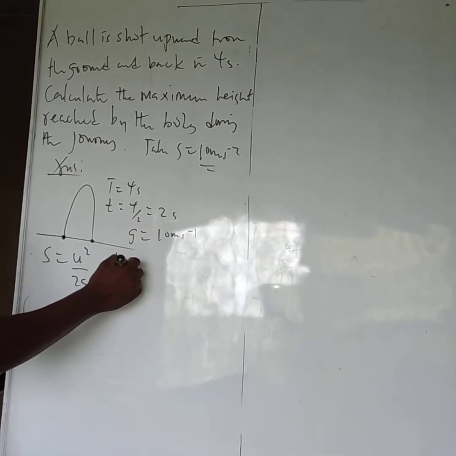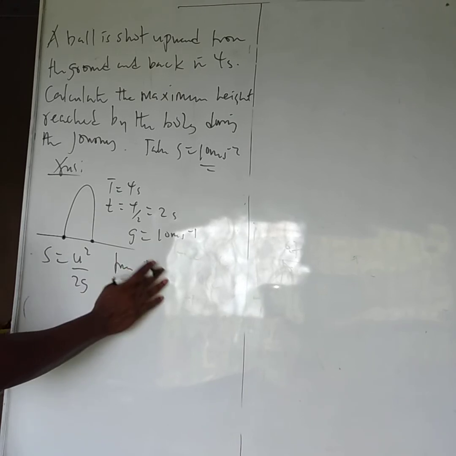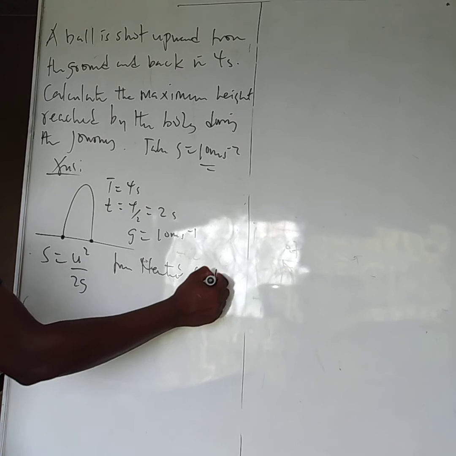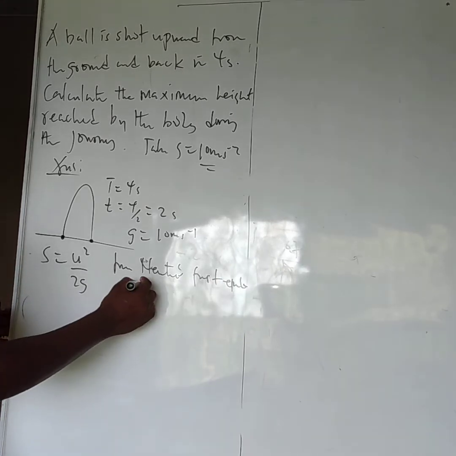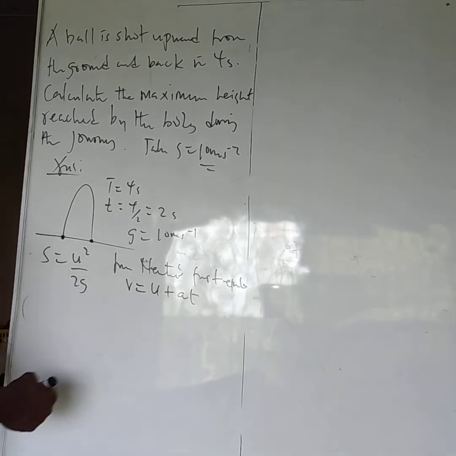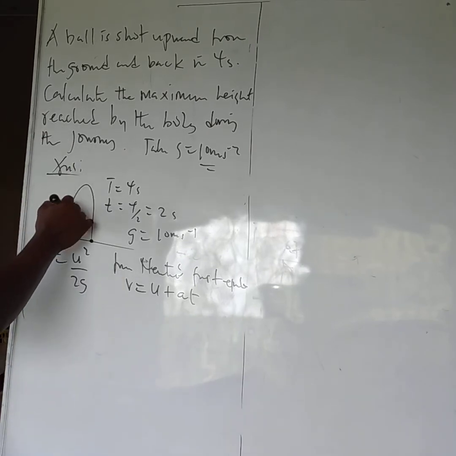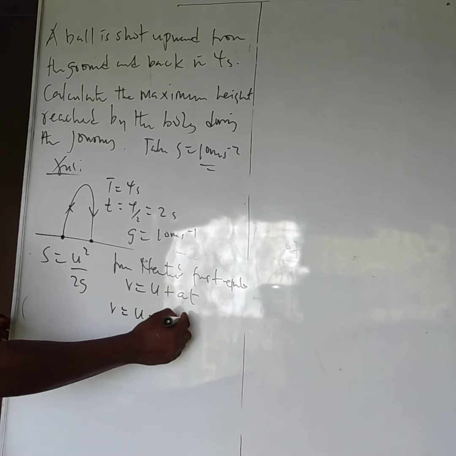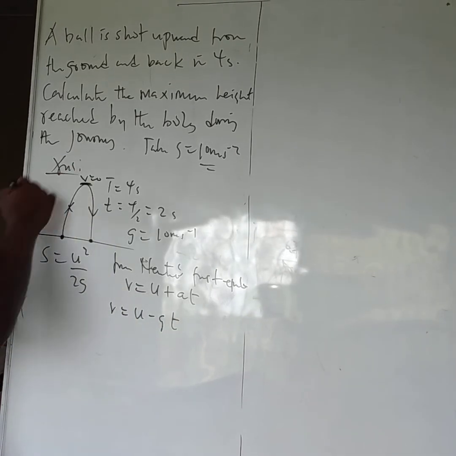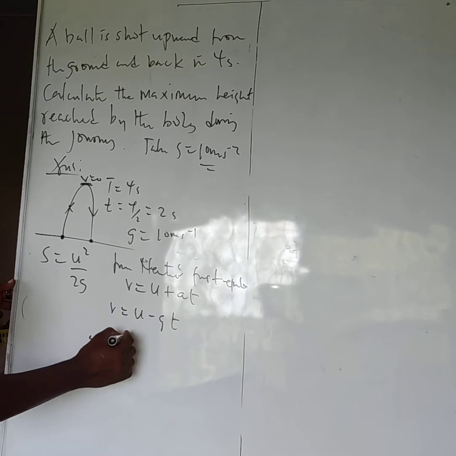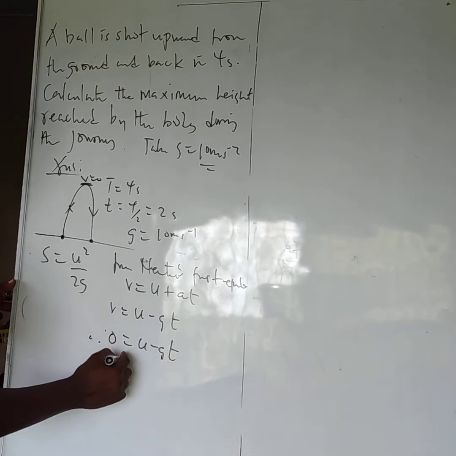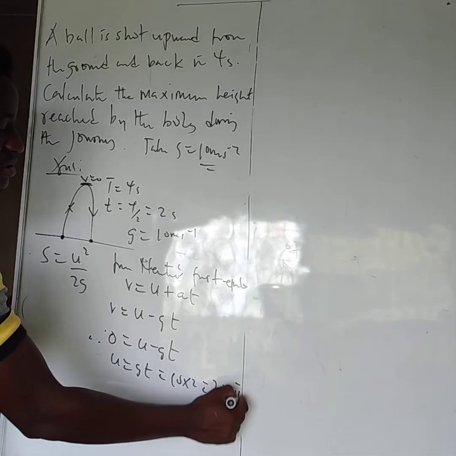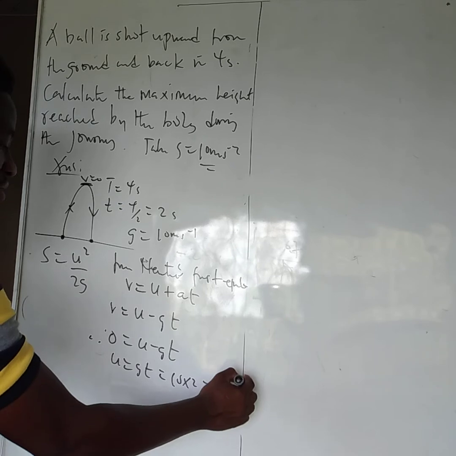So from Newton's first equation, we know that v is equal to u plus at. But here we're talking about upward motion. So for the upward motion, we can say that v is equal to u minus gt. But at this point, you know v is equal to 0. Therefore, 0 is equal to u minus gt. So u becomes gt, which is equal to 10 times 2, which is 20 meters per second. This is 20 meters per second.